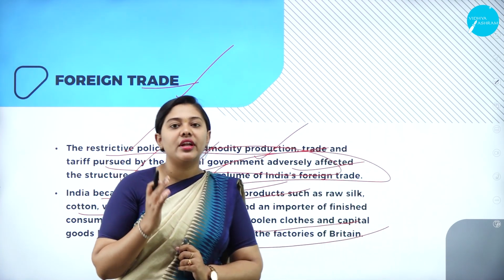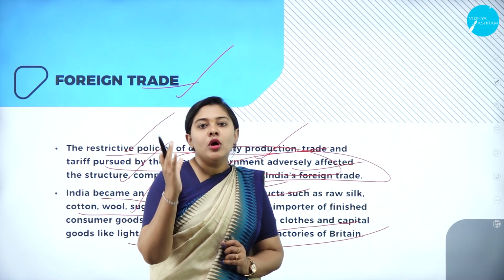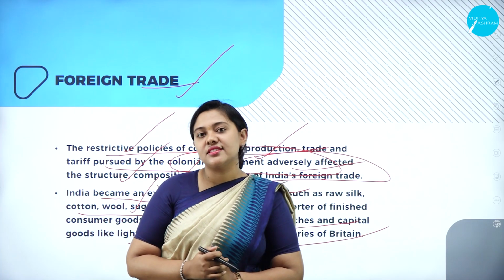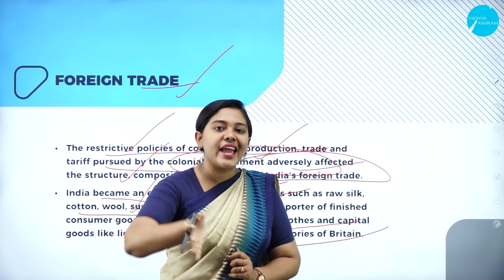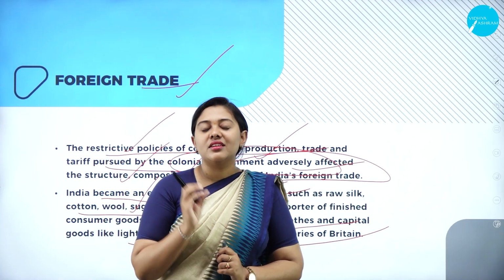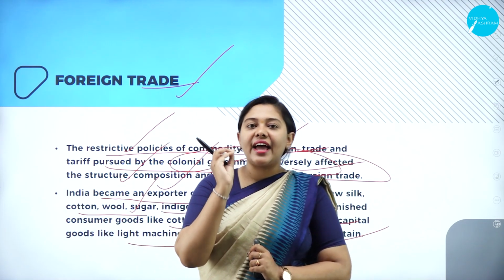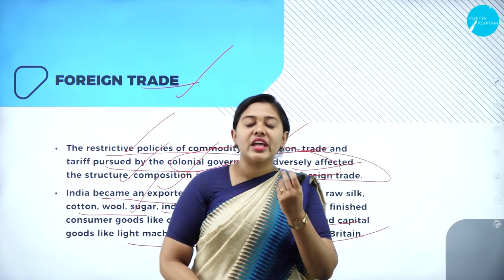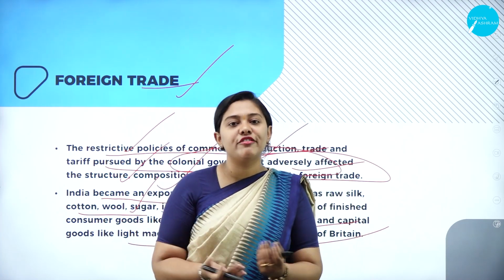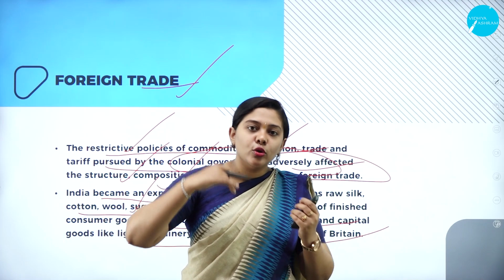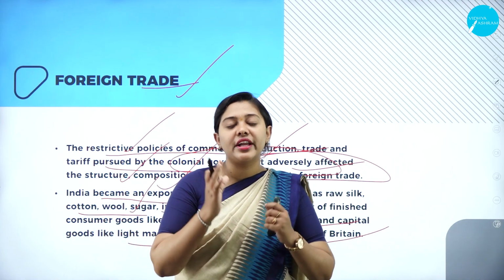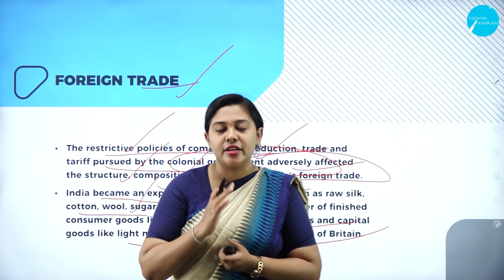Our foreign trade was very low because of the colonial government restrictions and the policies that they imposed. We were just exporting raw materials such as cotton, jute and silk, but we were importing the finished goods. So they used our resources, made finished goods, and sold them to our country itself. That was the situation of foreign trade during the colonial period.